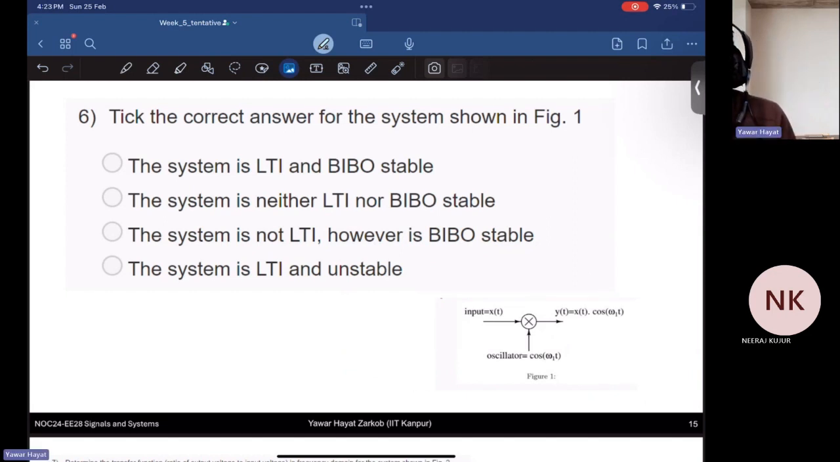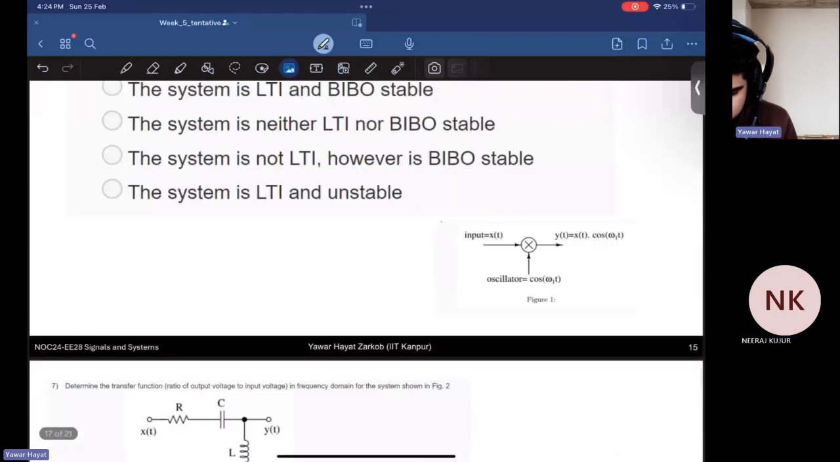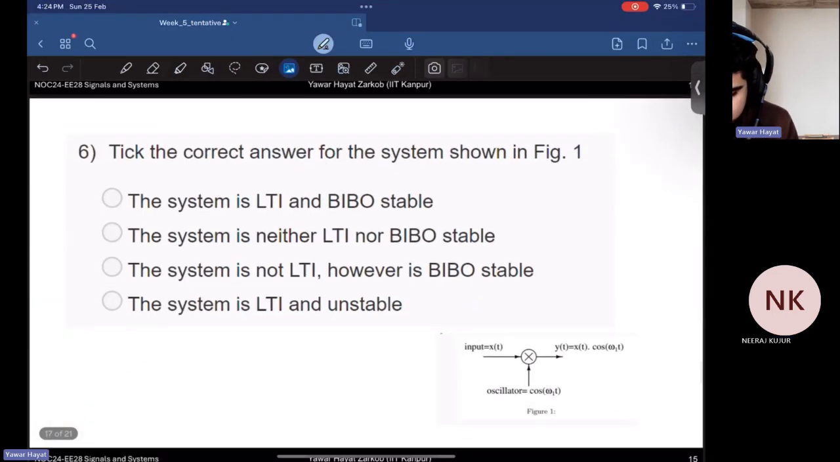For the same system, we need to now comment on whether the system is LTI. What does LTI stand for? Linear time invariant. Firstly, that part is right away clear, right? We came to the conclusion that this is a time variant system. But the other part is still left, right? What about the stability? Is it bounded input, bounded output stable? Will it be bounded input, bounded output stable? Yes, sir. It will be stable, sir.